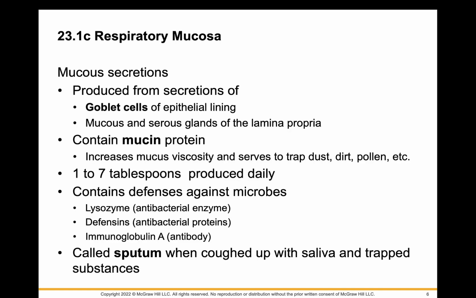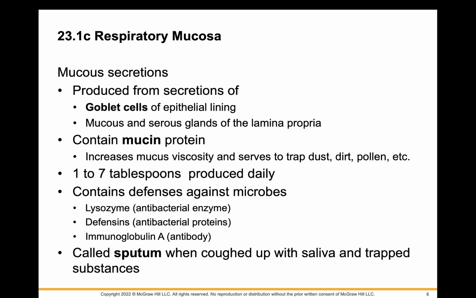Now, there are going to be quite a few secretions produced by the respiratory mucosa, and primarily we're going to be looking at goblet cells, which are part of the epithelial lining, and also the mucus and serous glands of the lamina propria. When we talk about this secretion, it's a mucin protein, and its role is to increase the viscosity, and as a thicker fluid, it's going to trap dust, dirt, pollen, etc.